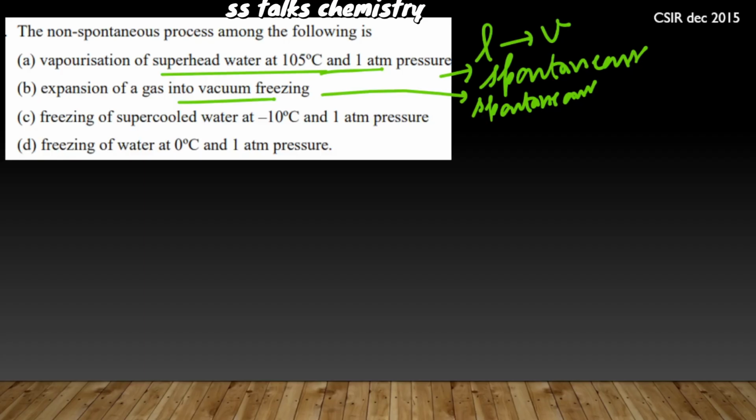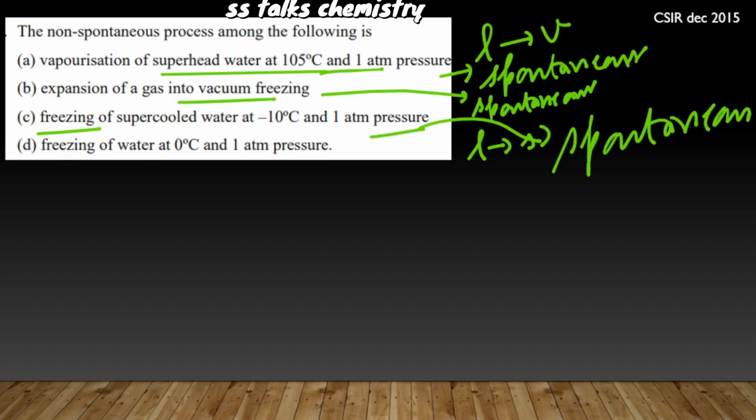The next one, freezing of the supercooled water at minus 10 degrees centigrade and at 1 atmospheric pressure. Again, you see, now freezing is being done. That means liquid is converting into the solid. So that water is given. Water freezes at 0 degrees centigrade. Now we have made the temperature below it. So that means initiation we have provided in this case. So again, this process is going to be spontaneous only.